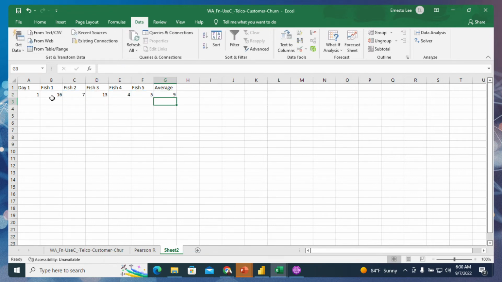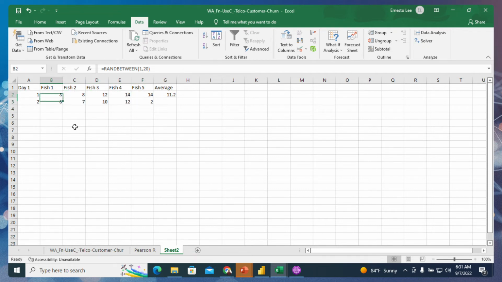So on day 1, for instance, the first fish I catch is 16 inches, the second is 7 inches, 13 inches, 4 and 5. So that means the average length of the fish that I caught is 9 inches. On day 2, and I'm going to do day 2 as a 2 plus 1, so the next day, and I realize that my random numbers changed.